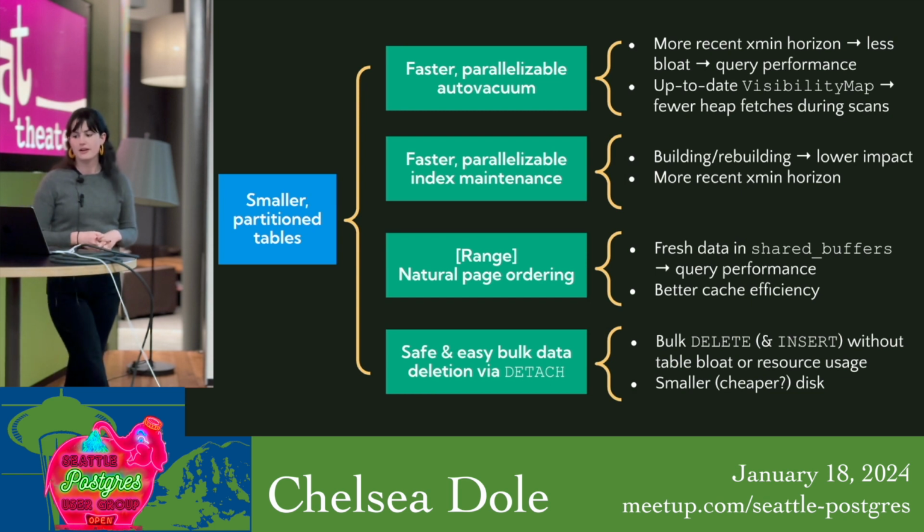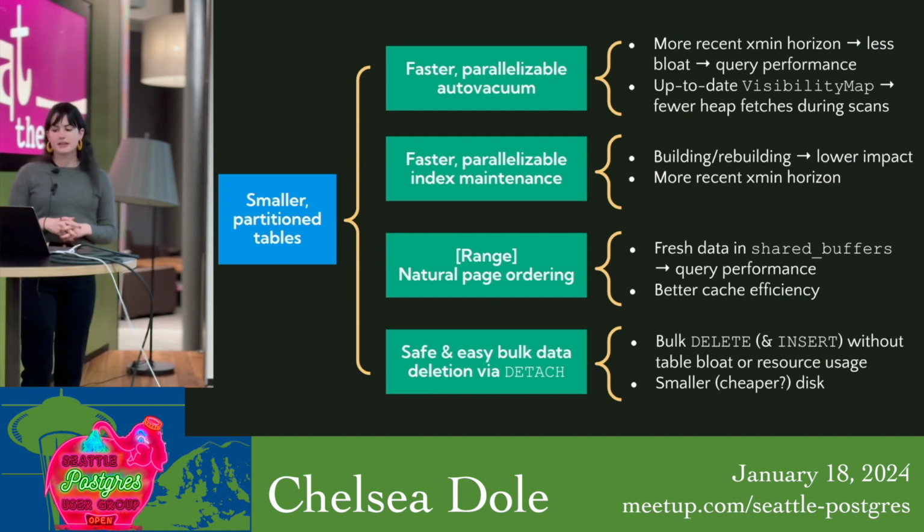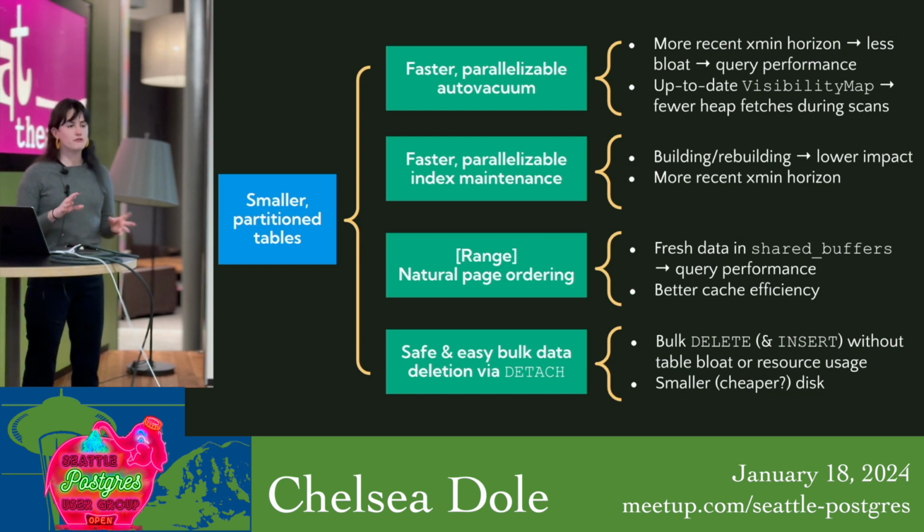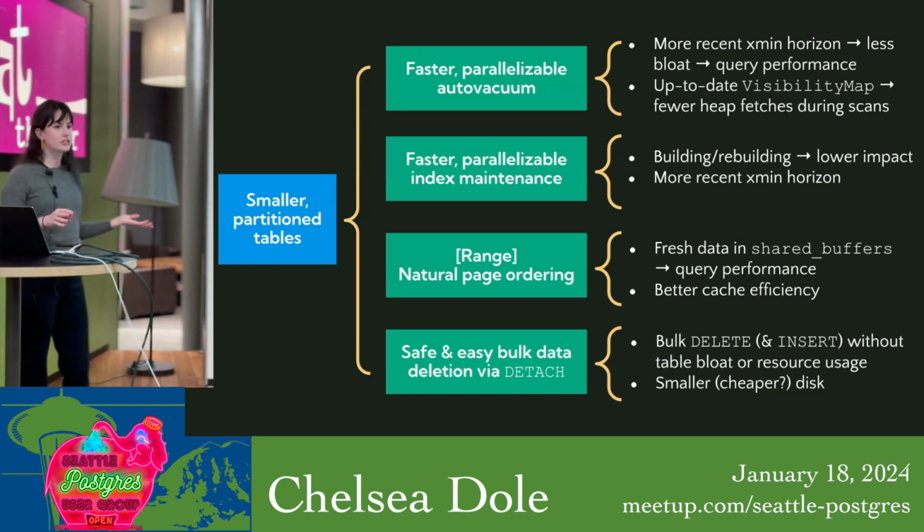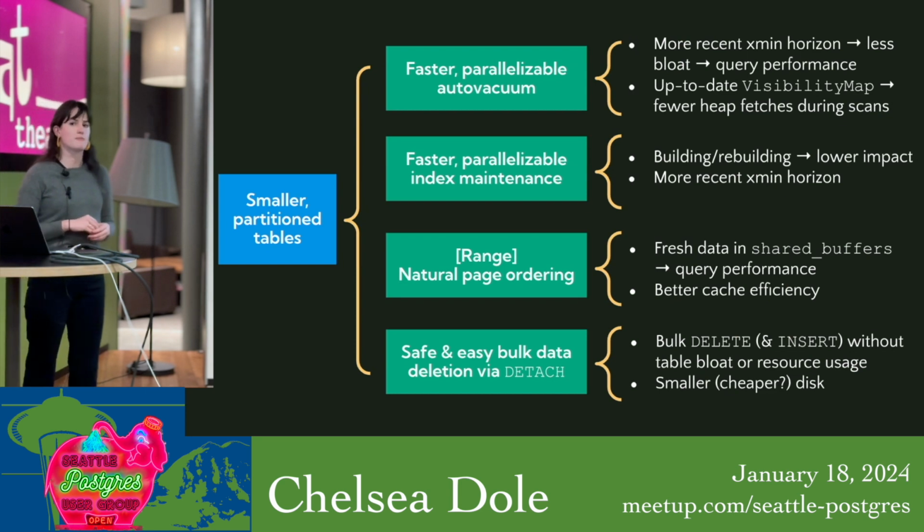Natural page ordering will also freshen your data in shared buffers, helping query performance, and potentially having better cache efficiency. And finally, again, as I said before, the bulk delete and insert without table bloat or resource usage can lead to fewer locks, but also smaller, potentially cheaper disk, depending on how you're paying for disk.